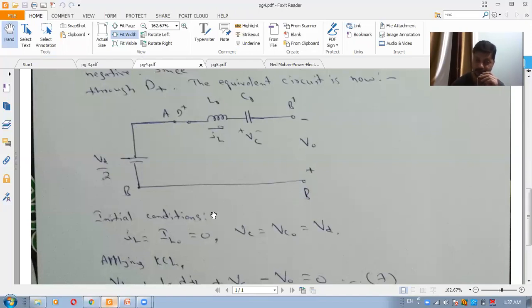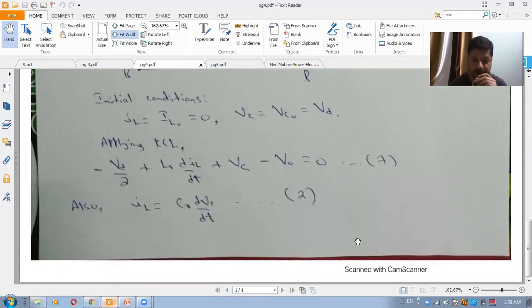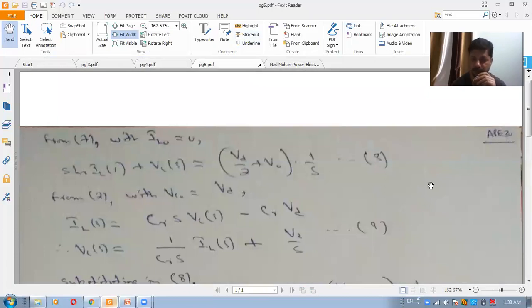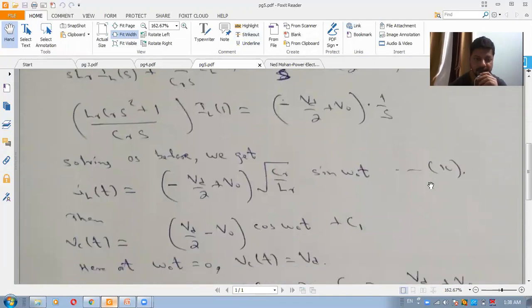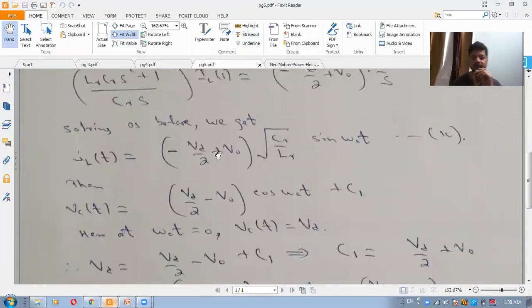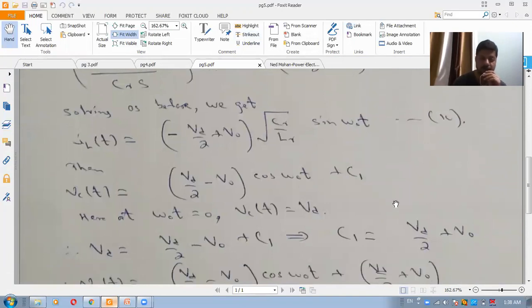Earlier it was V0. The initial conditions now are the inductor current is again 0. These are the initial conditions at omega 0 T1 and the capacitor voltage is Vt. Again, if you follow the same procedure, we solved these equations just now, so no need to go into the details. We follow the same procedure, we get that the inductor current IL of t is equal to minus Vd by 2 plus V0 under root of CR by LR sin omega 0 t. And the capacitor voltage is Vd by 2 minus V0 cos omega 0 t plus C1.